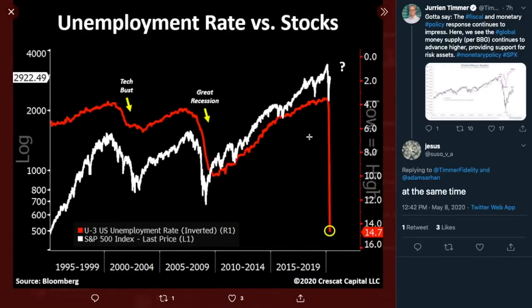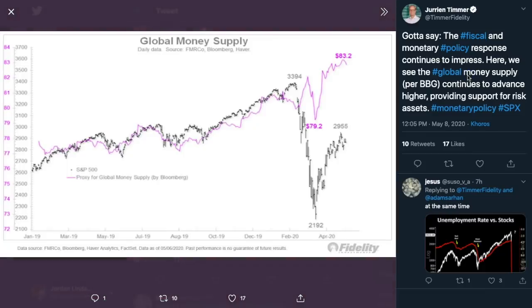I do want to show you this chart over here. This is the unemployment rate versus stocks. A lot of people right now, it just doesn't add up. They don't understand how unemployment could be at record highs and the stock market is going up. And it's actually really simple. We've been talking about this. You just have to follow the money supply.